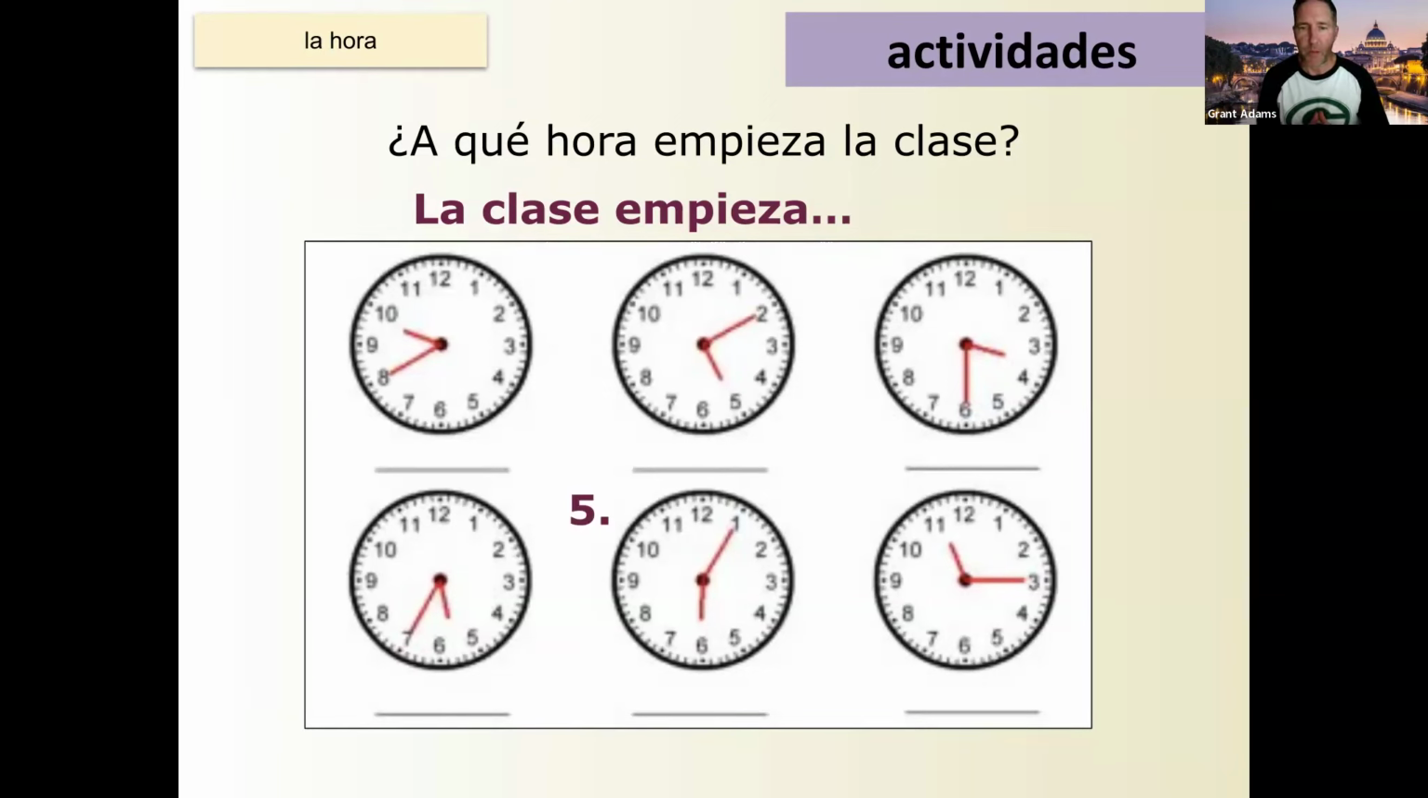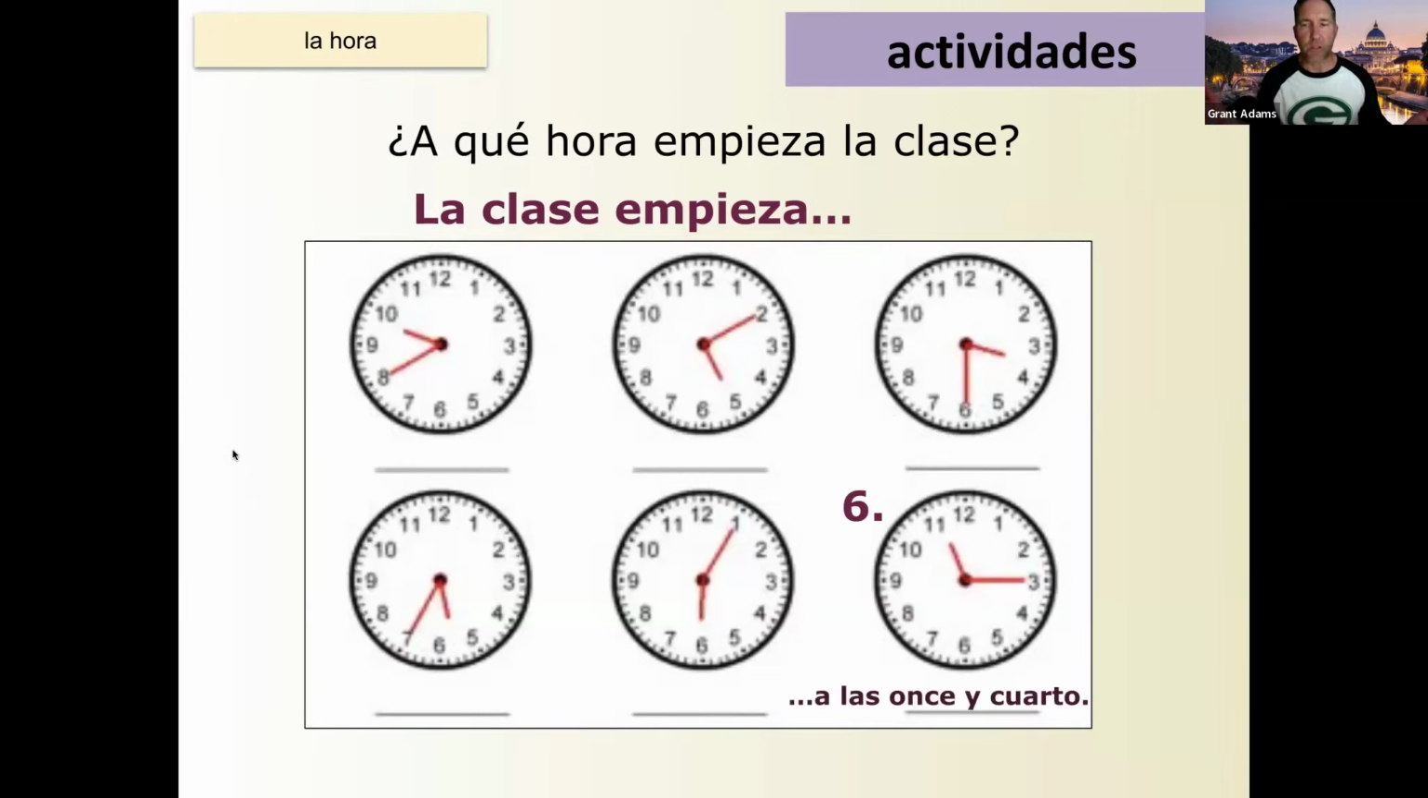Ok, la clase empieza a las 6:05. Perfecto. La clase empieza a las 6:05. Bien, ¿a qué hora empieza la clase? La última frase, el último reloj. Ok, excelente, excelente. Muy bien. ¿A qué hora empieza la clase? Muy bien, muy bien. La clase empieza, ok.